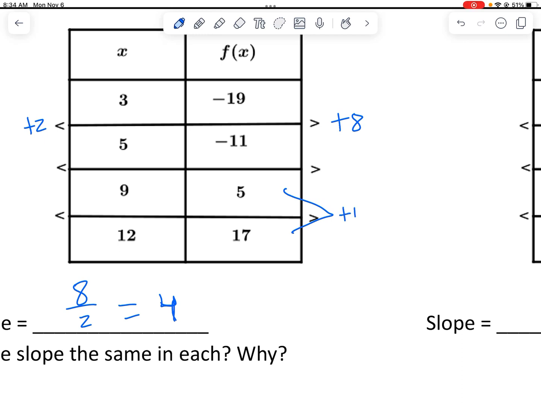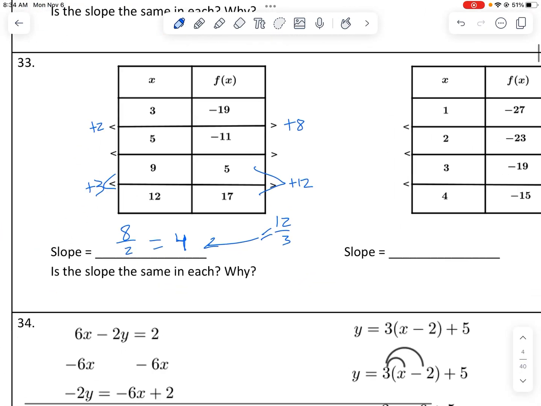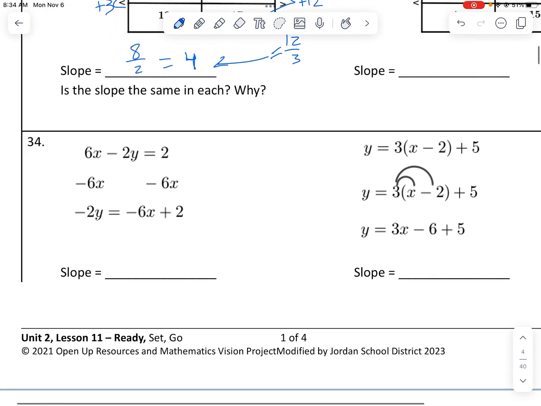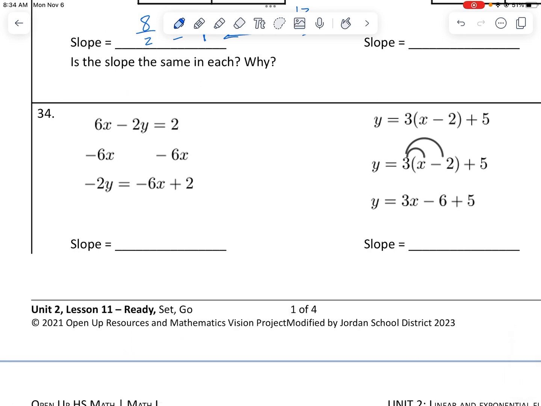This is a gap of 12, and here it's a gap of 3. Well, is 12 over 3 the same? And yeah, it's the same. It's still 4. If it's linear, the slope's going to be the same everywhere, regardless of where you're looking in your table. The next part here, you have to do a little bit of solving to get your slope.